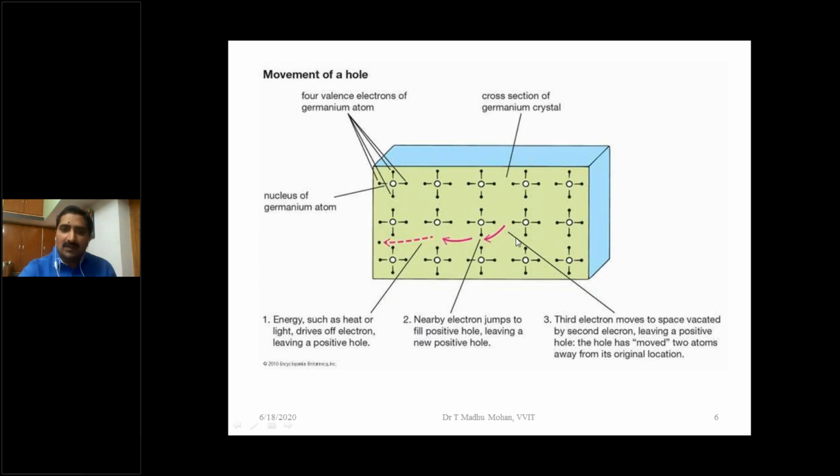So due to that movement of electrons and holes, here we are getting 2 types of currents, electron current and hole current. But in a conductor, there is only the electron current; there is no case of holes in conductors. So this is about the intrinsic semiconductors.